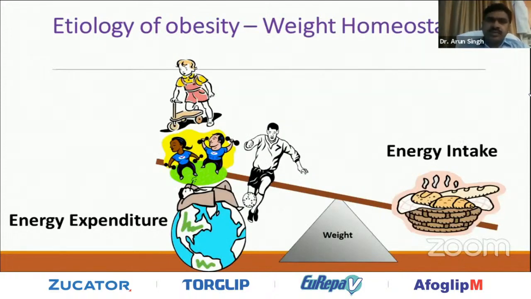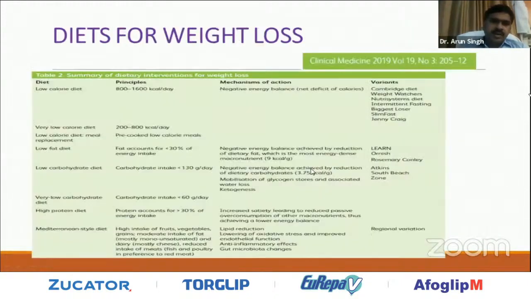But of course, the most common cause of obesity is the imbalance between energy intake and energy output, energy expenditure. That is called exogenous obesity. Definitely, this is also influenced by multiple other factors like genetic predisposition, but this is the most common cause of obesity, that is imbalance between energy expenditure and energy intake. For this exogenous obesity, we have multiple tools to manage.